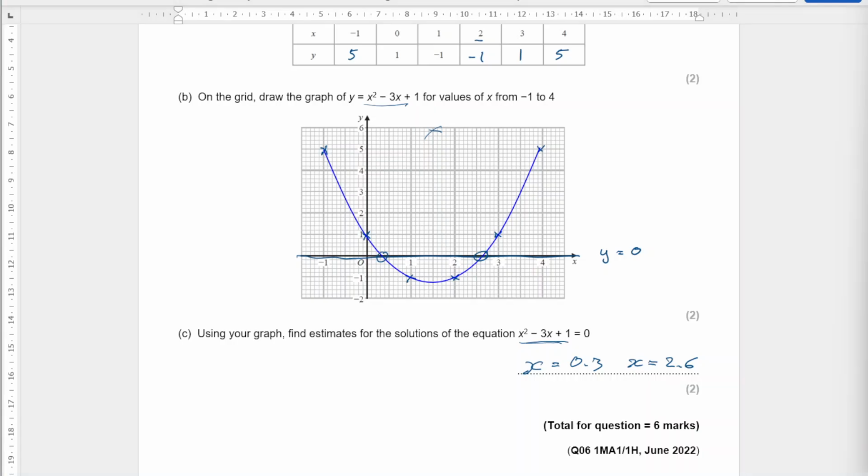And again, there would be a couple of degrees of accurate bounds on this. So I think if I check the mark scheme, they say accept anything from 0.2 to 0.5. So I was on the lower end of that, and then 2.5 to 2.7, and I'm slap bang in the middle for that one.